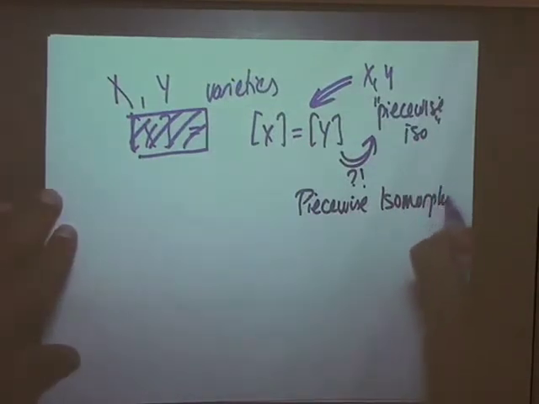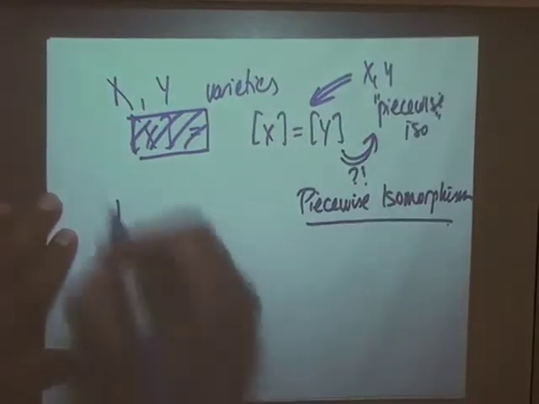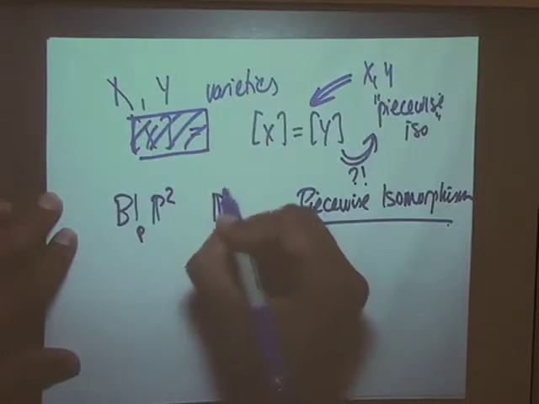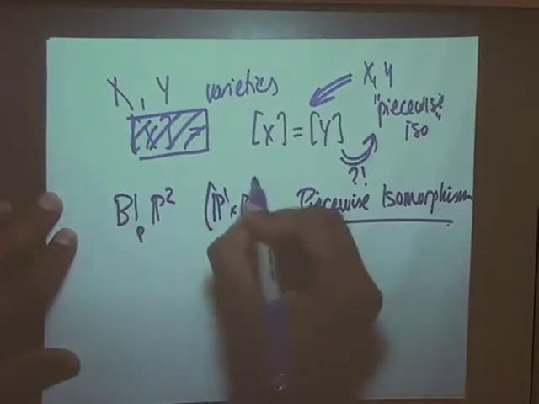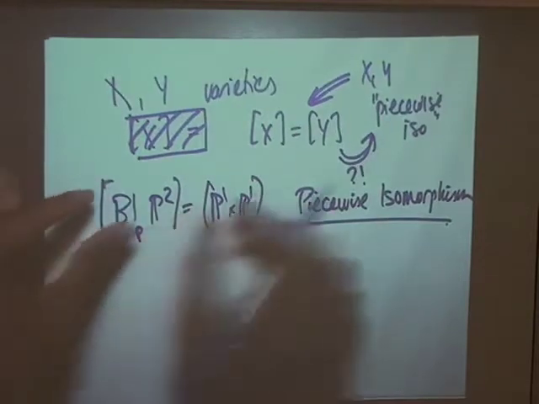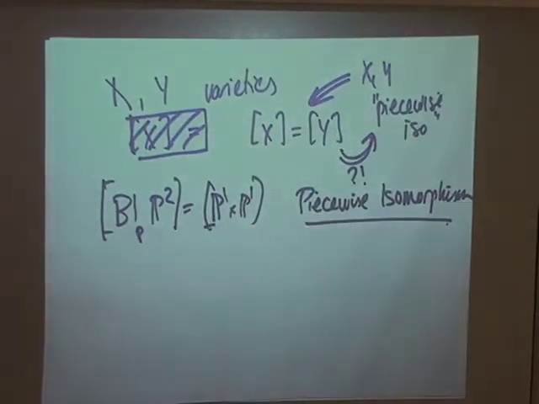And maybe just as an example, we know that you can blow up P2 at a point, and you can take P1 cross P1. And the only reason we really know they're the same in the Grothendieck ring is because we know how to cut up the pieces and rearrange the pieces. So somehow the statement is, can we get equality in any other way? Or do we ever need minus signs?